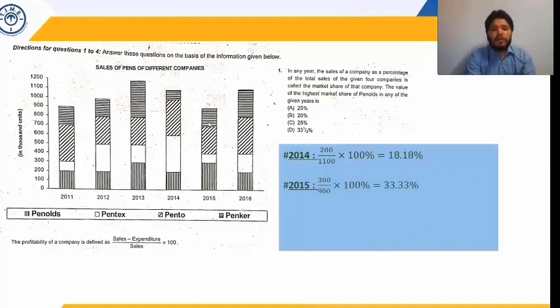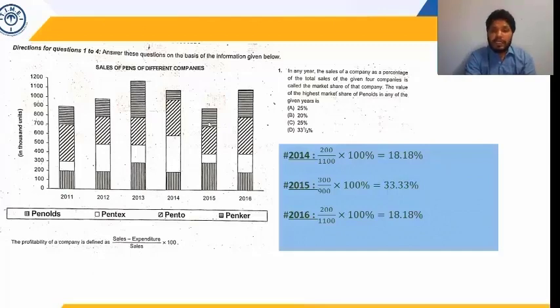Next, in 2015, again 300 upon 900 is 1/3 or 33.33%. In 2016, again 200 upon 1100 into 100% or 2 by 11. 1 by 11 is 9.09. So 2 by 11 is again going to be 18.18%.